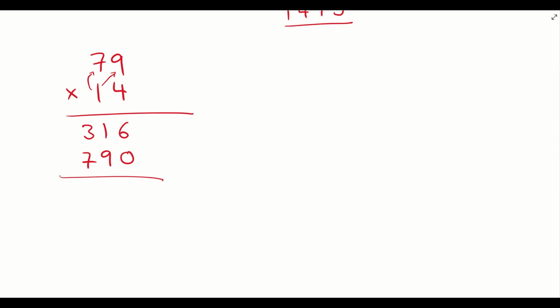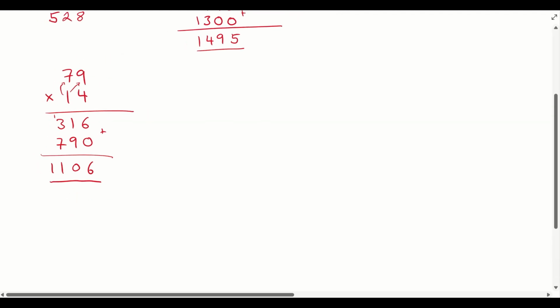And we end up with 6 plus 0 is 6. 1 plus 9 is 10. So we do 7 plus 3 plus the 1 that we've carried gives us 11. So our final answer, 79 times 14, is 1,106. Okay, so hopefully not too scary.